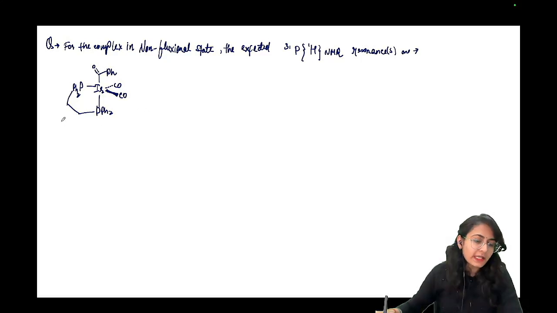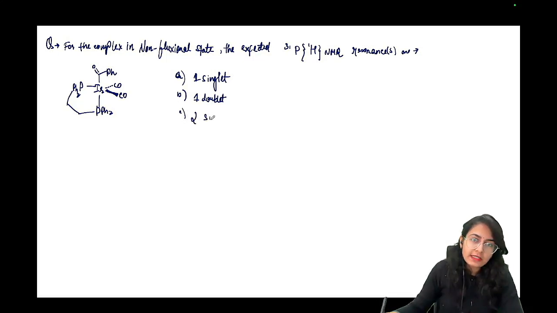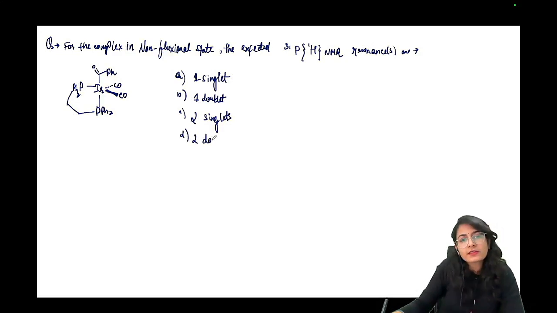All right, this complex, how many? One singlet, one doublet, two singlets, two doublets. All right, what is the correct answer?